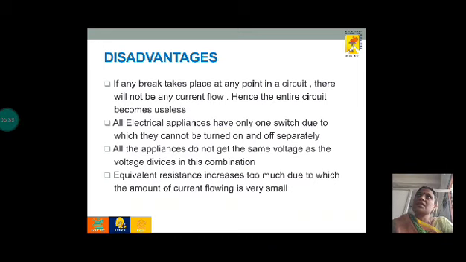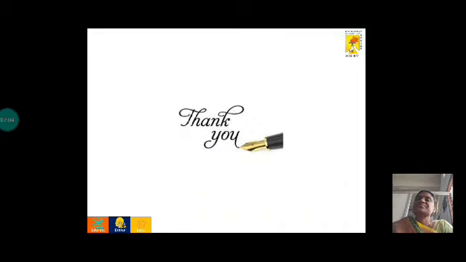For the appliances connected in series combination, the voltage divides so that the appliances will not get enough voltage to function successfully. The equivalent resistance in series combination will be too high, so the amount of current flowing will be very minimal. These are the greatest disadvantages of this series circuit.